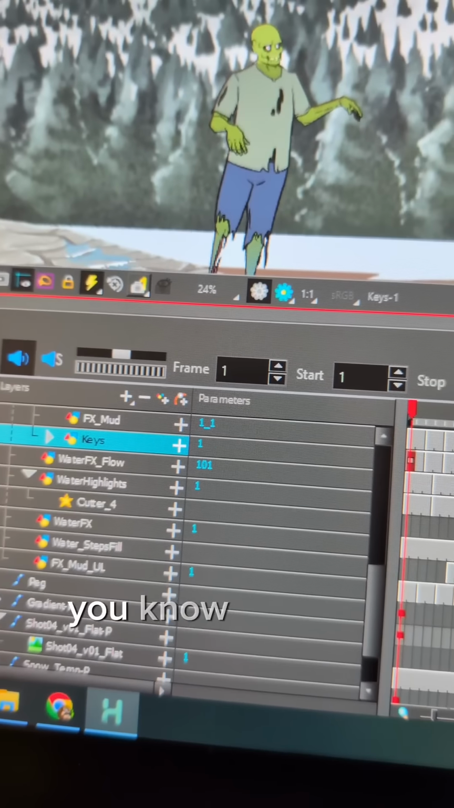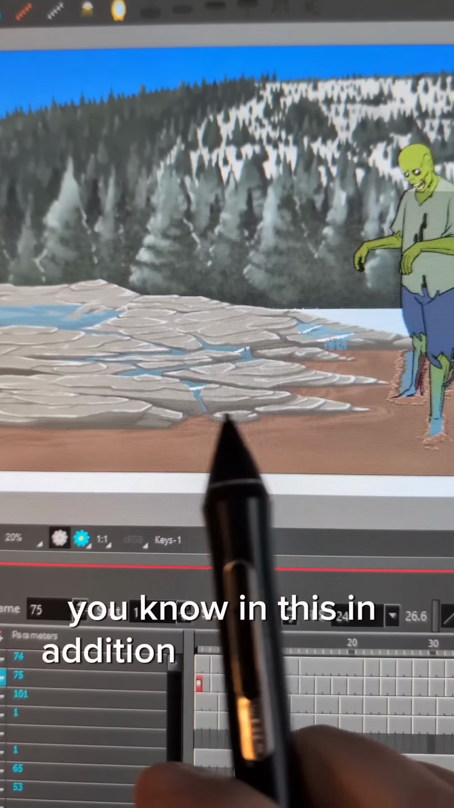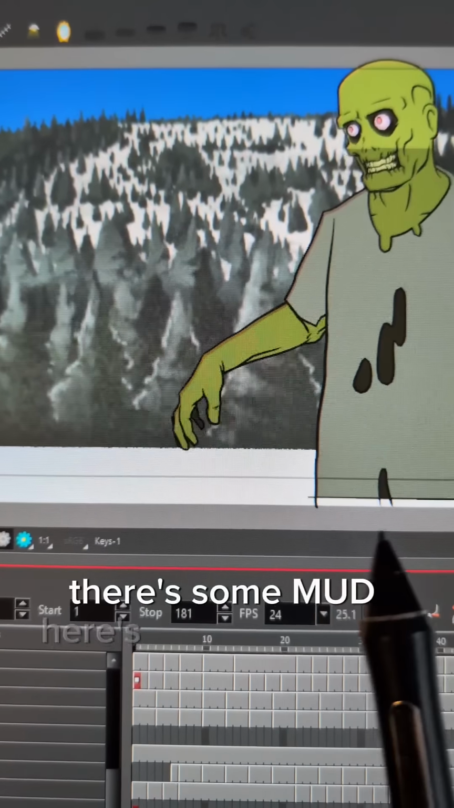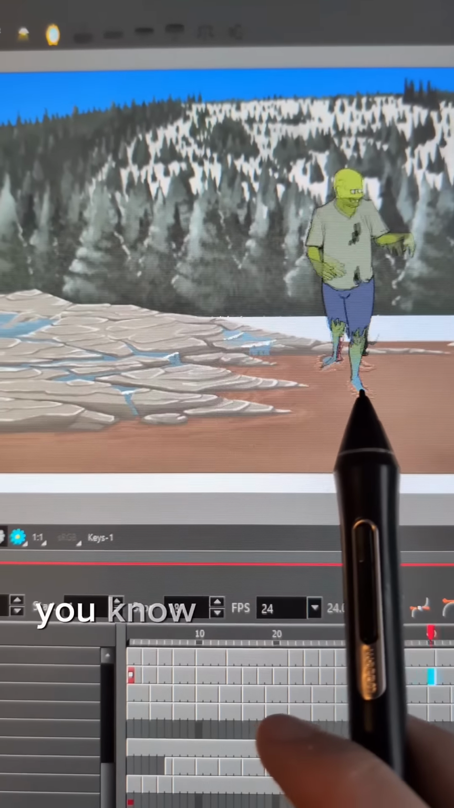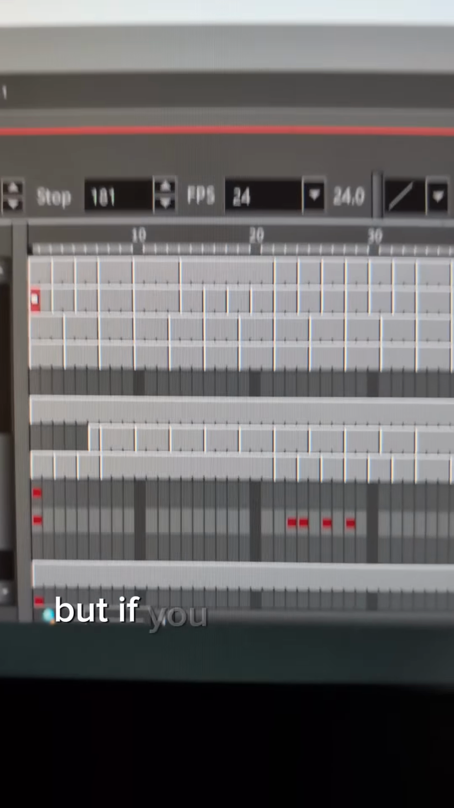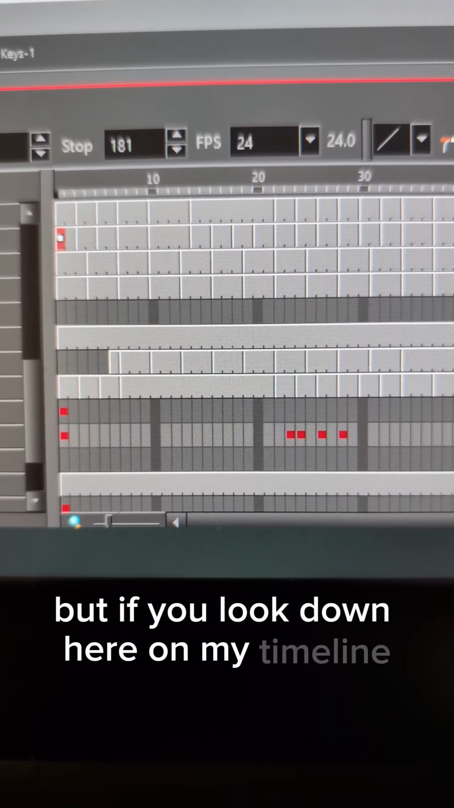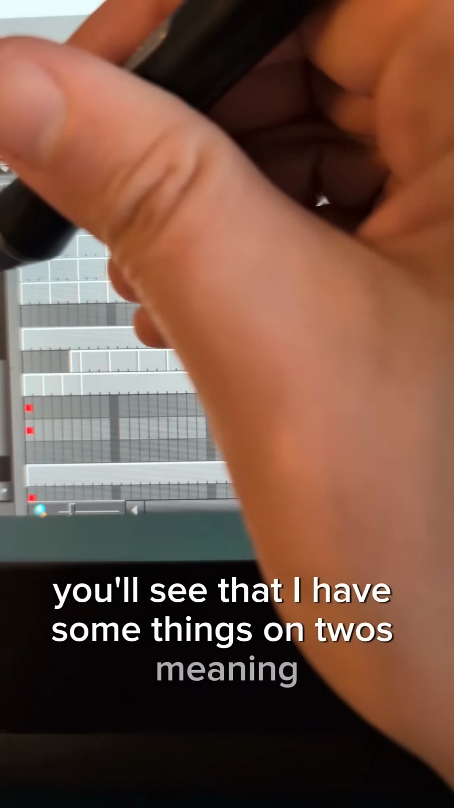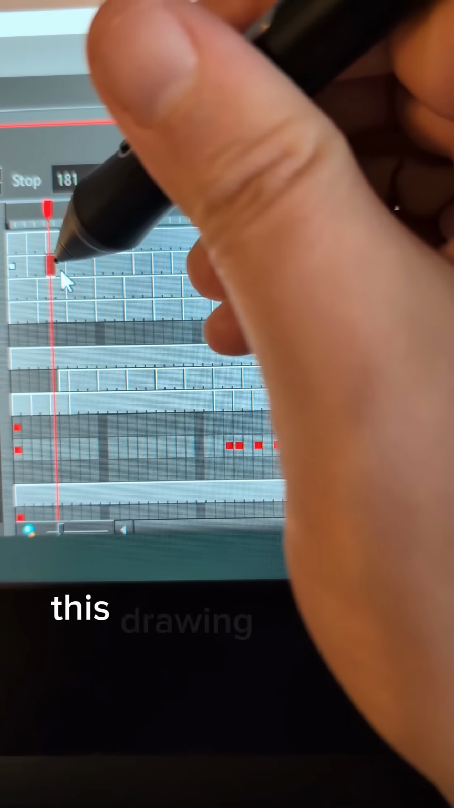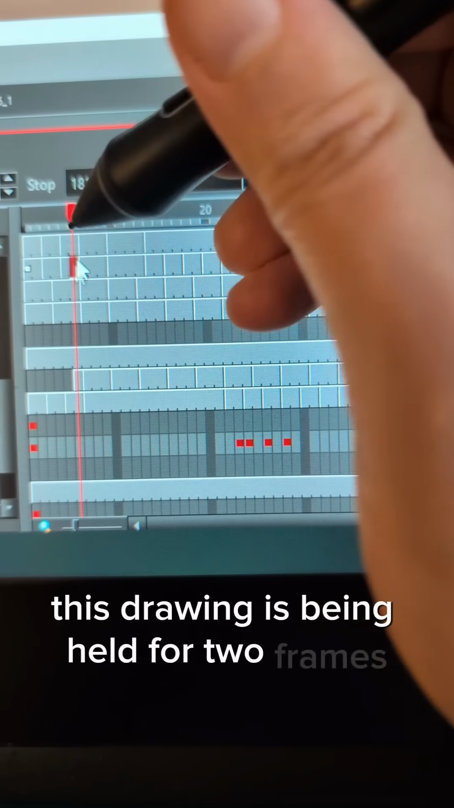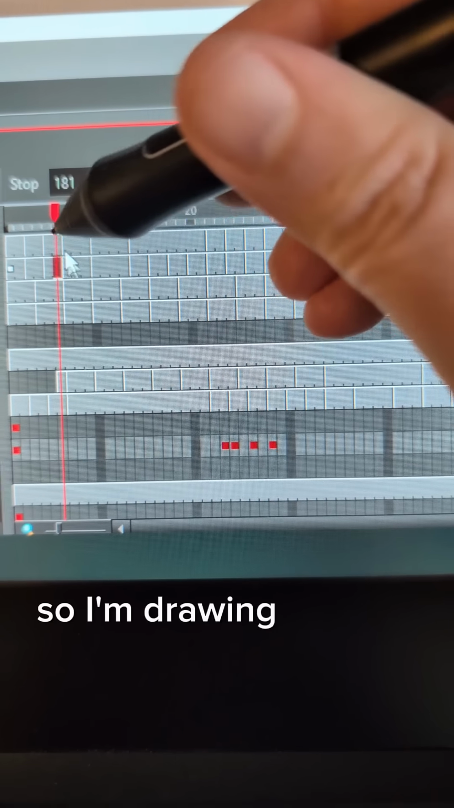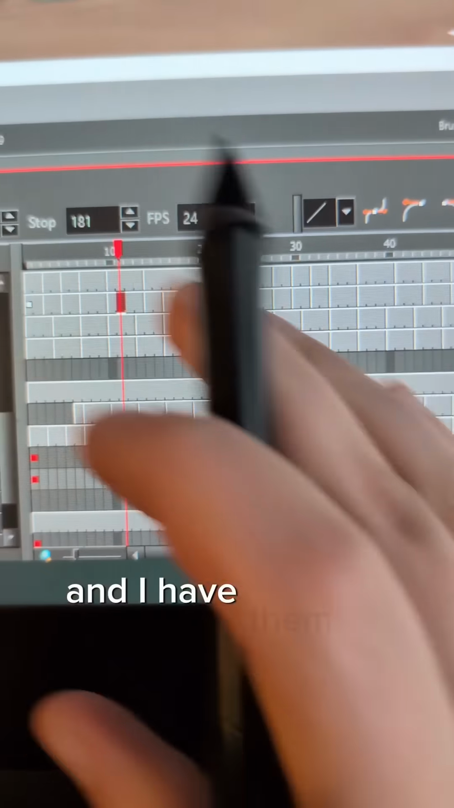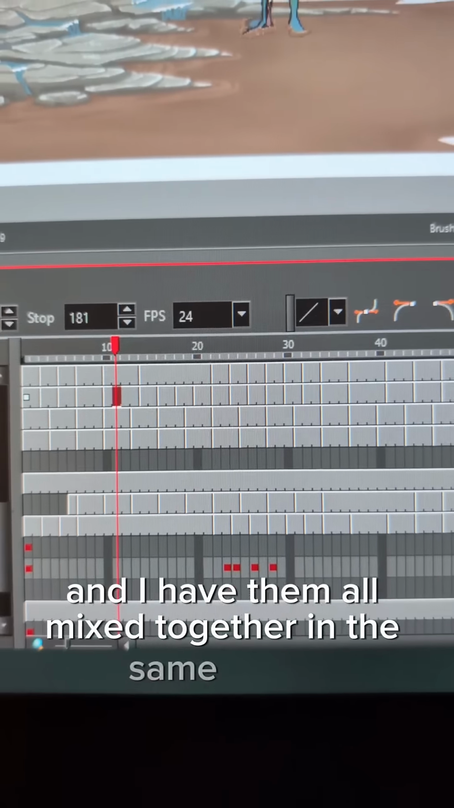And so in this, in addition to the zombie, I also have this water effect. There's some mud. Here's just the zombie again. There's some stuff he's moving. But if you look down here on my timeline, you'll see that I have some things on 2s, meaning this drawing is being held for 2 frames. So I'm drawing on 2s. I have things on 3s. I have things on 4s. And I have them all mixed together in the same scene.